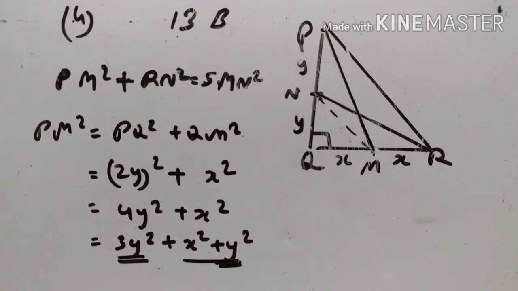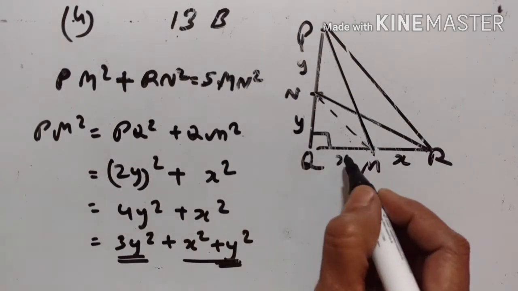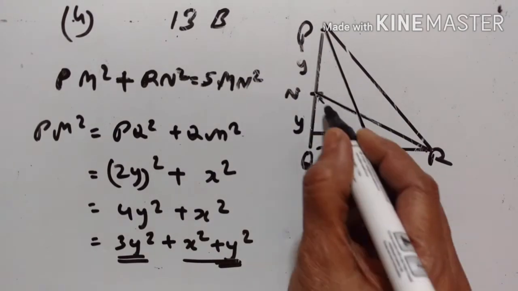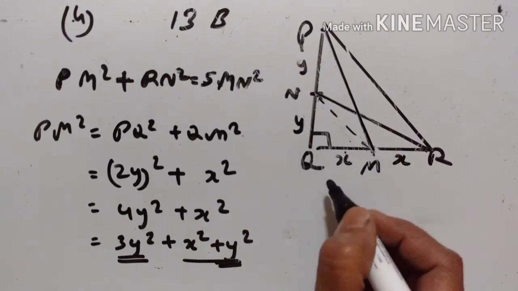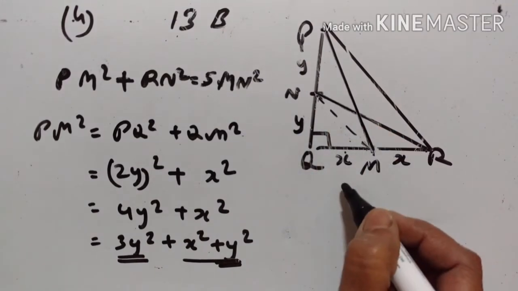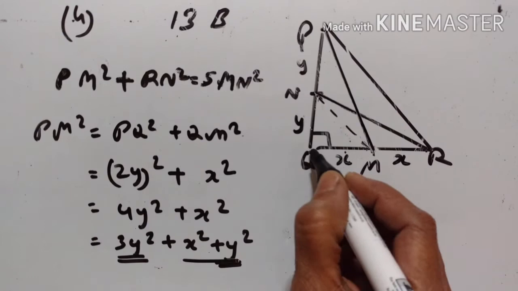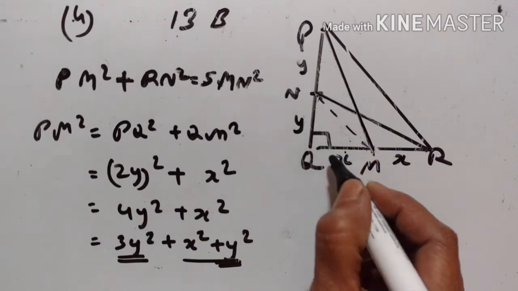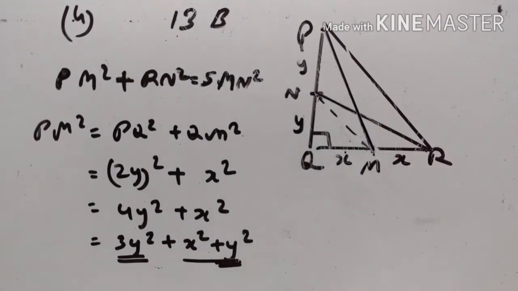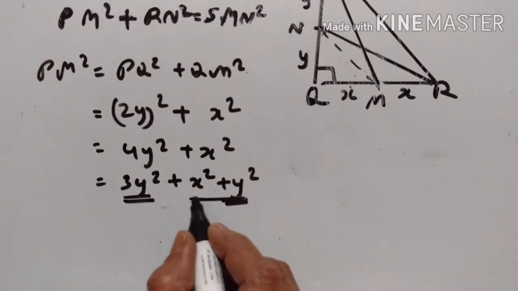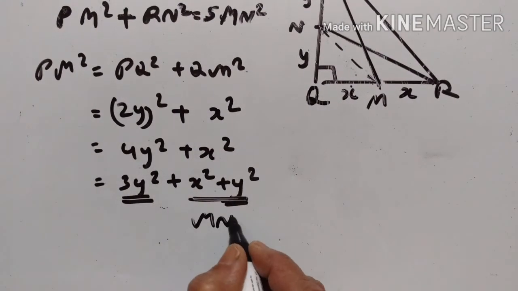Now x square plus y squared is equal to what? X squared plus y squared is equal to MN square. In triangle NQM, MN is the hypotenuse. So NQ squared plus QM squared, that is y squared plus x squared, is equal to MN squared. So x squared plus y squared is equal to MN square.